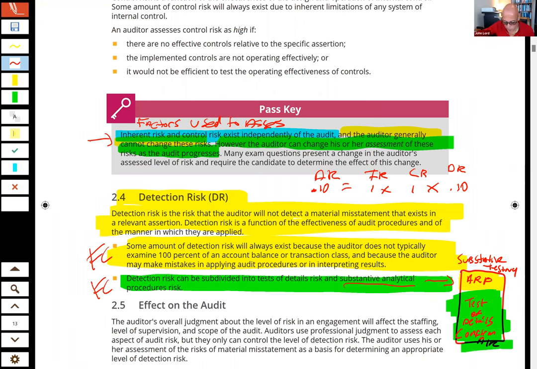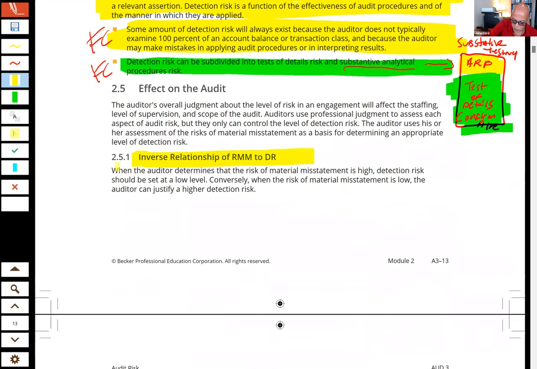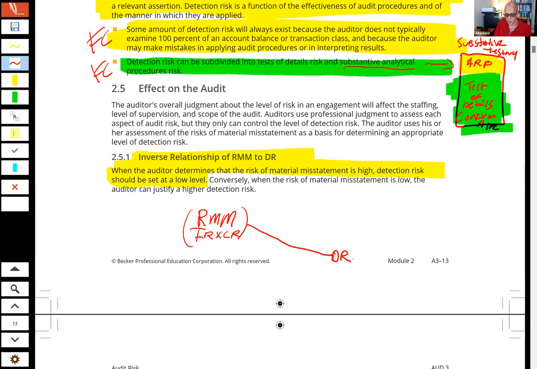Okay, good. Now, they tell us down here that there is an inverse relationship between my risk of material misstatement and my detection risk. So as my RMM comes up, my IR times my CR are up, what has to come down? Detection risk. Good. Thank you, Michael. Yeah, my detection risk has to come down. How can I lower my detection risk?